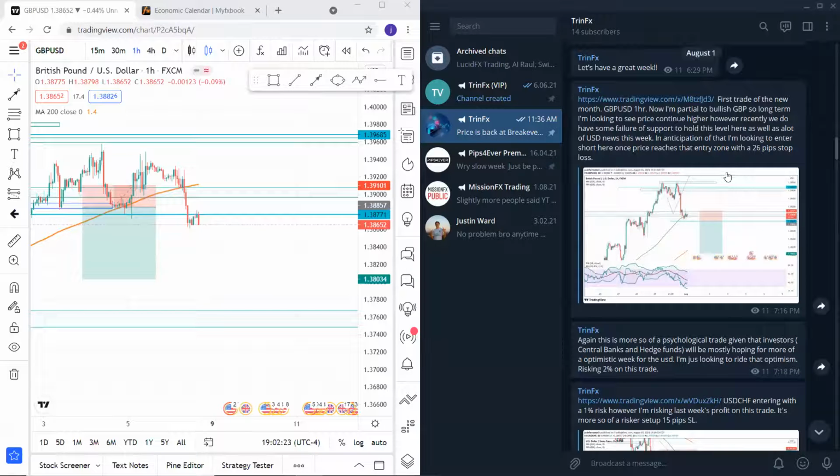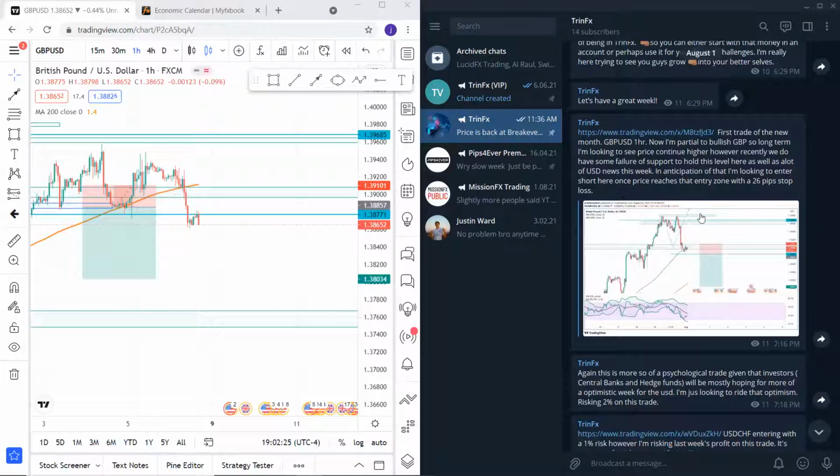So starting off here, we're just gonna go over the trades I was taking this week, guys. I'm just gonna give you all my thought process. What was I thinking at the point of time when I entered these trades, and what was I looking for?